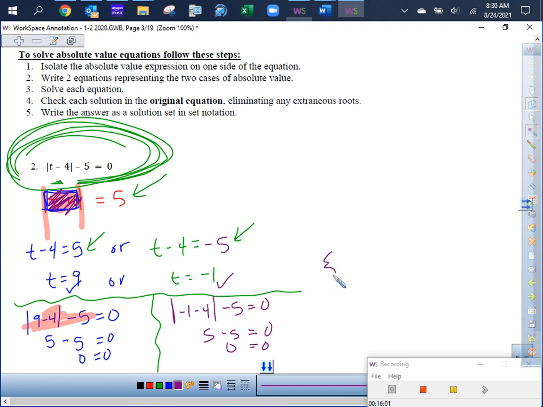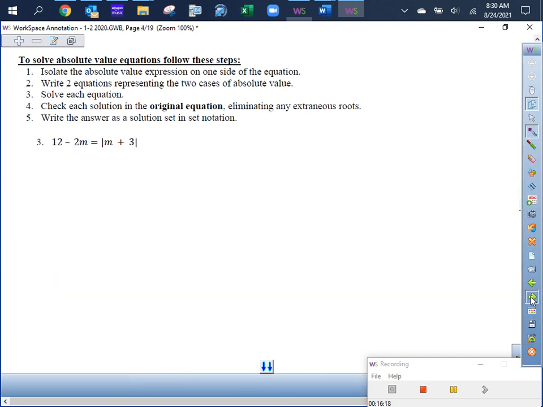So put our solutions in a solution set. 9 is a solution, and -1 is a solution. I know it's difficult to make those crazy brackets right there. Try your best to make the brackets. I'm not going to grade you like your bracket isn't good enough. It's just not a parenthesis. Cool. Rock and roll? Yay! Let's keep rolling.